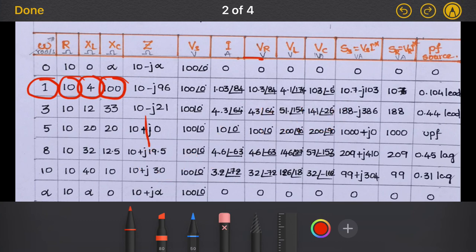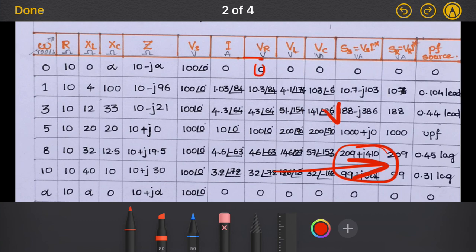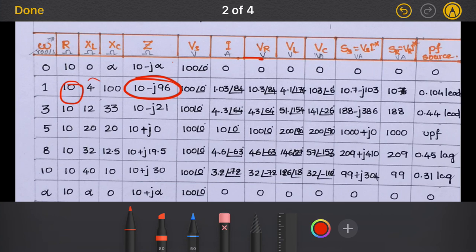Fine. Similarly Z, where the Z value is 10 minus 96 j. So here 10 plus XL minus XC, you will get this Z value, and the supply voltage is the same, 100 at an angle 0, and the current magnitude, that is Vs by Z, so you will get 1.03 at an angle 84 degrees. So previously it was 90 degrees, now it is 84 degrees.